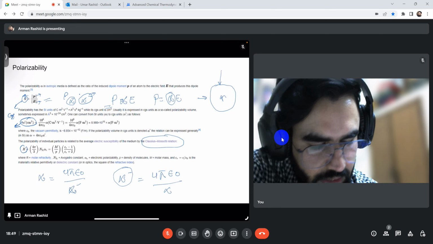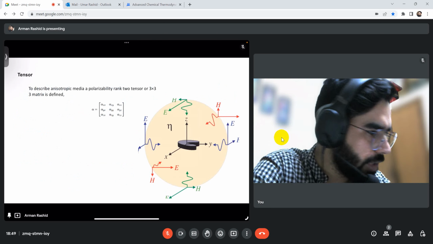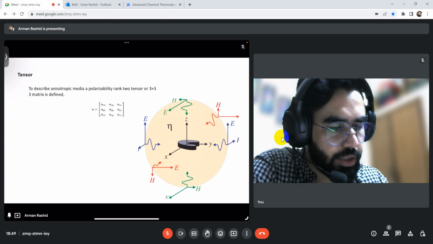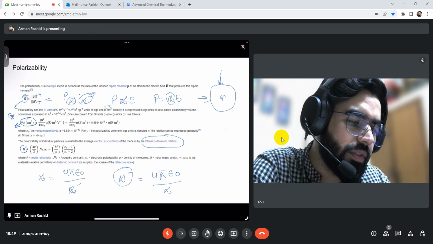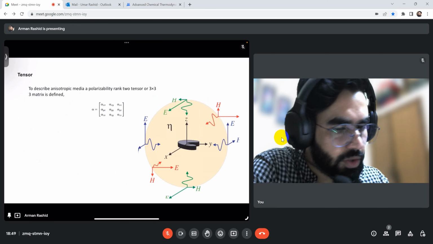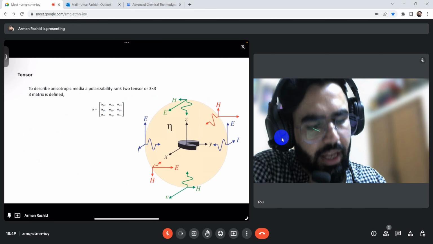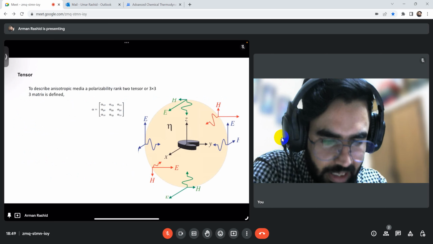Now this I will show later. Okay, now this polarizability, as I told you, can be isotropic, or a particular material can be anisotropic with respect to polarization. That means the polarizability induced is different across different directions. For example, I have shown here. At that time the polarizability is denoted as a tensor quantity.